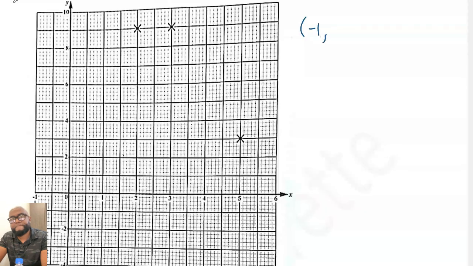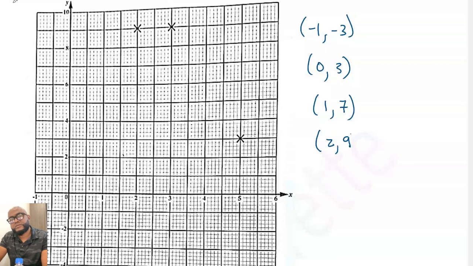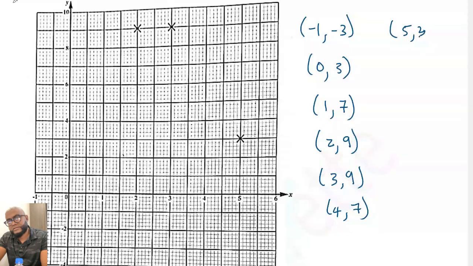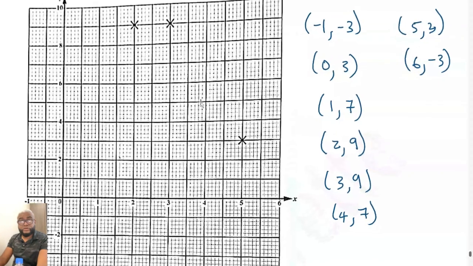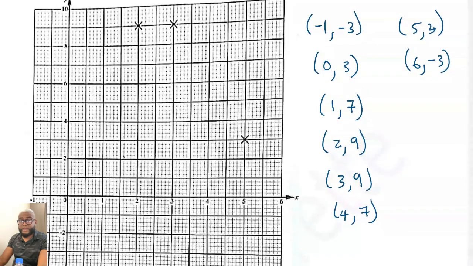First one: -1, -3. Next. 0, 3. Next. 1, 7. Next. 2, 9. Next. 3, 9. Next. 4, 7. Next. 5, 3. And 6, -3. Right. So CXC actually wrote in some of the coordinates for you all, right? So I want you all to draw up this grid and plot out all the points.